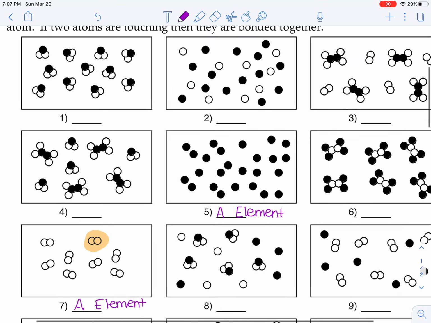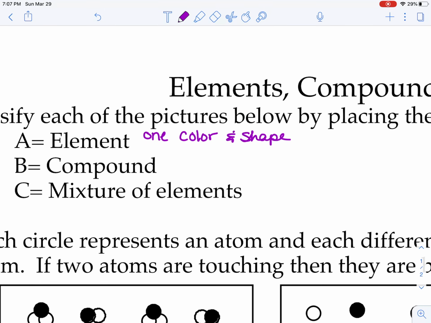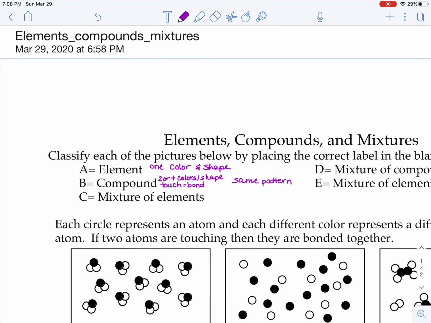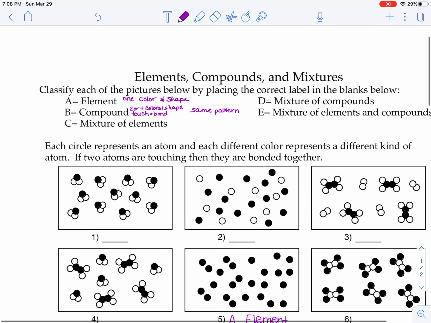All right, let's go back up and look at our next option, a compound. If I'm looking at a compound, it has 2 or more colors or shapes, but they are touching, and the fact that they're touching means that they're bonded together chemically. So I'm looking for 2 or more colors that are touching. It's also going to be the same pattern or the same ratio all throughout it.